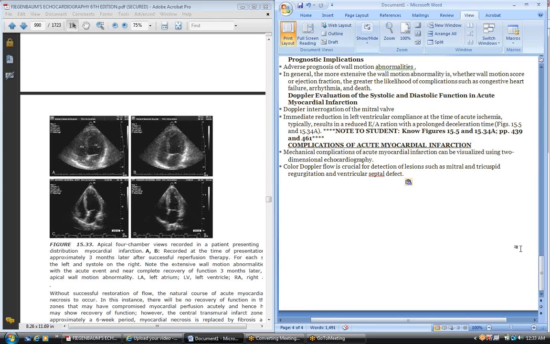So that ends our talk tonight on coronary artery disease. As always, go to Google, other places on the web, search for coronary artery disease and echo. You'll find plenty of movies, pictures, videos.